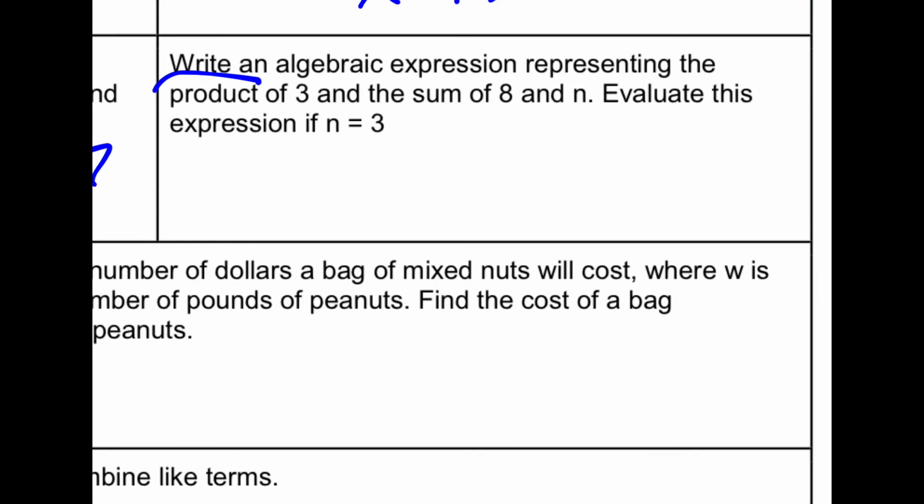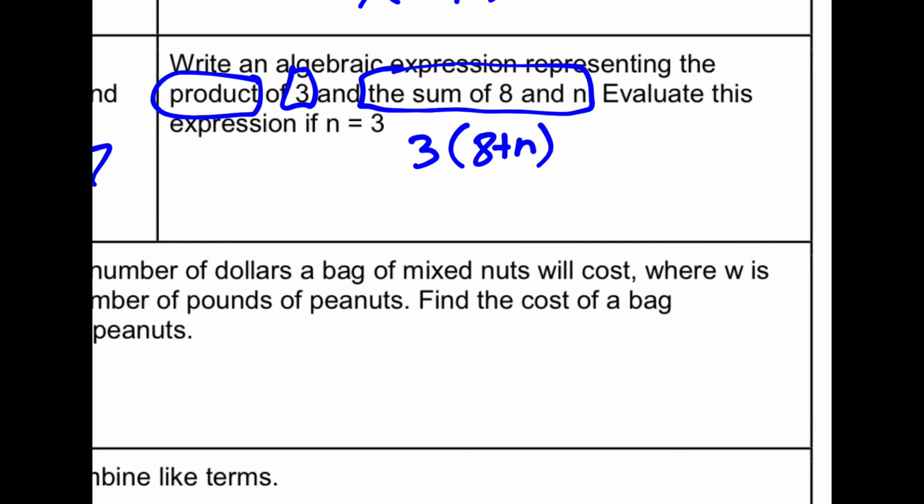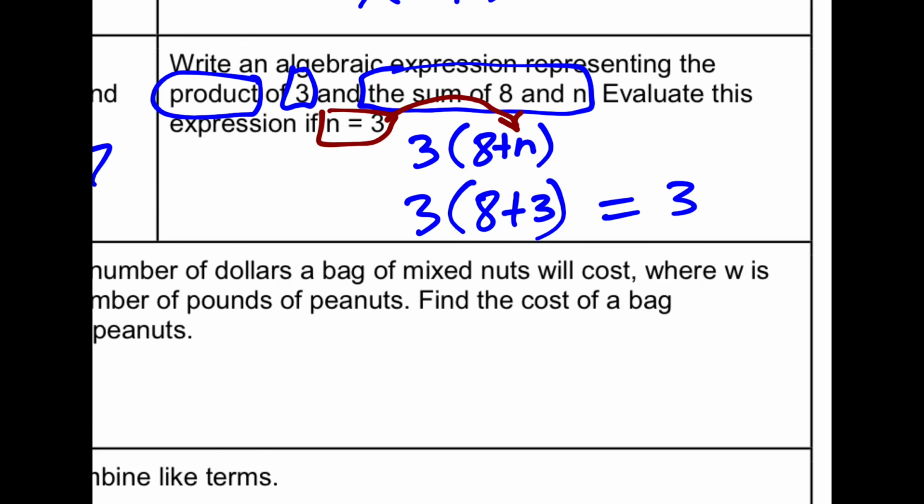We're representing the product, so that means multiplication, and we are multiplying 3 and the sum of 8 and n. So that looks like this. Now we need to take this a step further and evaluate if n is equal to 3. So we can plug in a 3 for n. And our new equation reads 3 times 8 plus 3. So 8 plus 3 is 11. Then you multiply by 3, and you get an answer of 33.